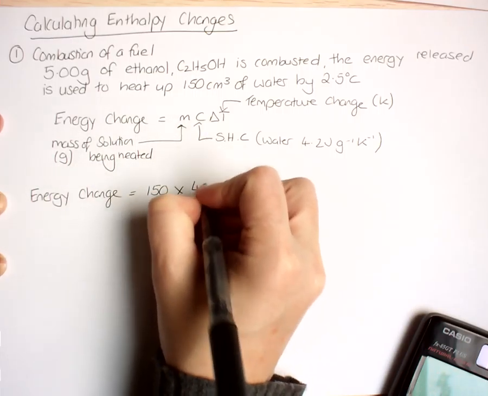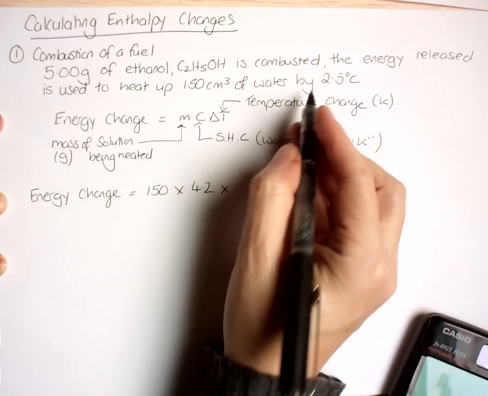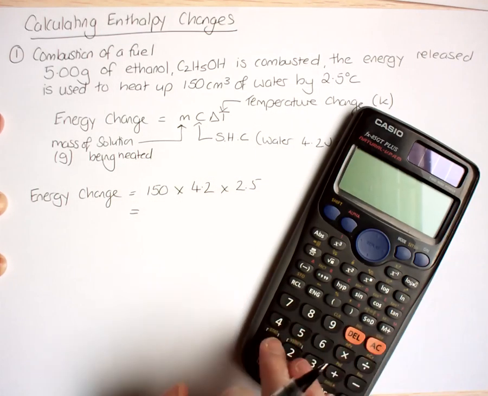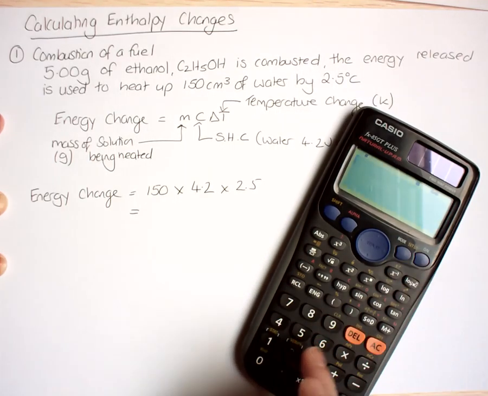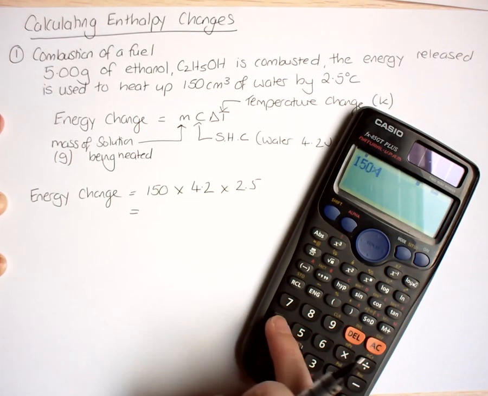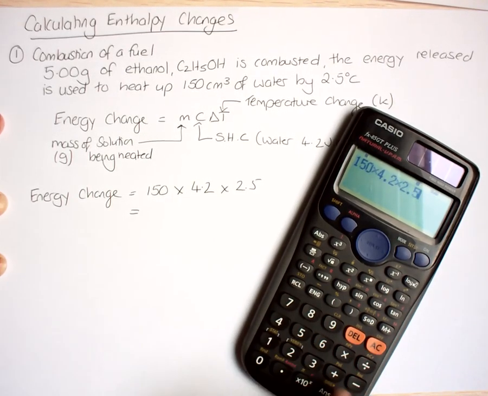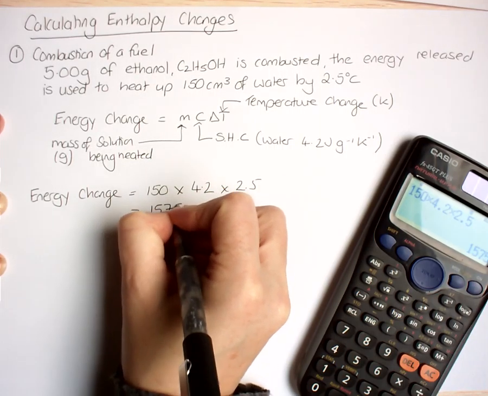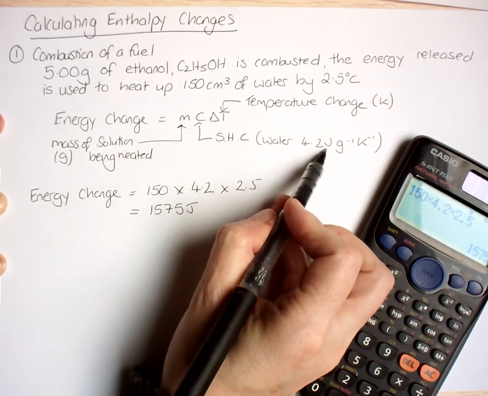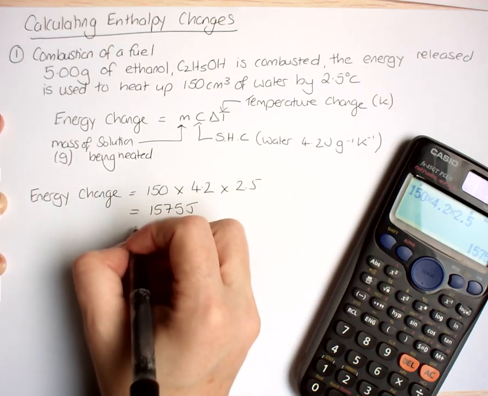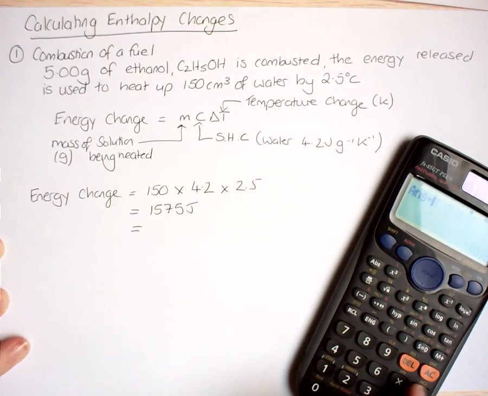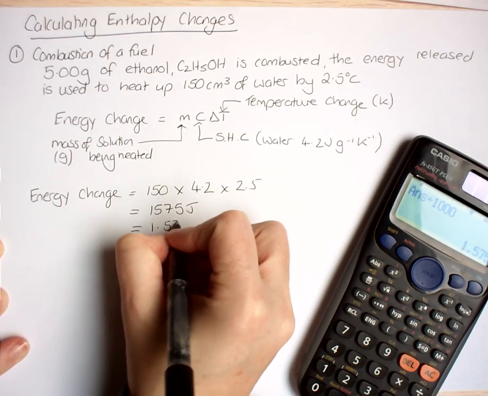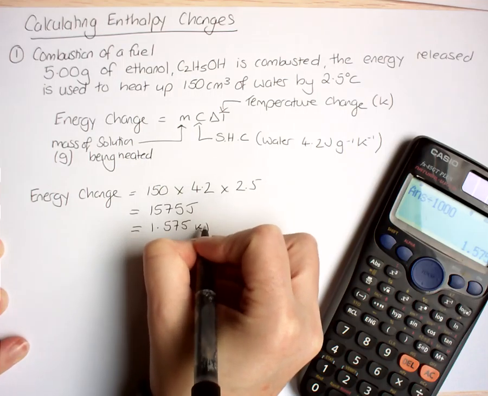Times by the specific heat capacity of water, 4.2, times it by my temperature change, 2.5. 150 times by 4.2 times by 2.5 gives me an answer of 1575 joules. Okay. I need to convert this into kilojoules, divide by 1000, 1.575 kilojoules.